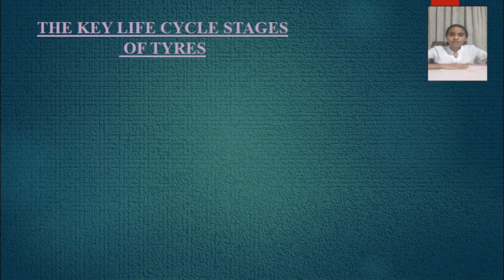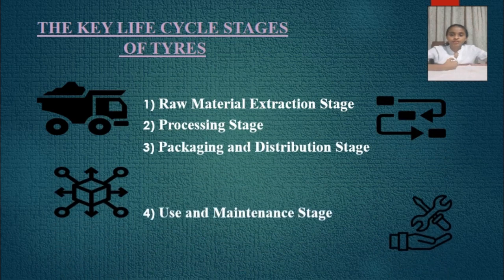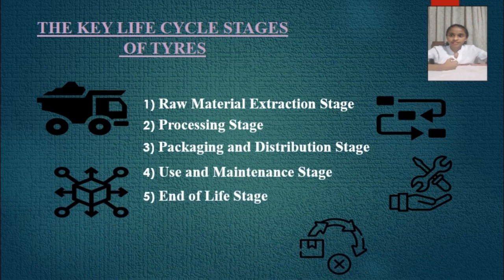And now I would like to show you some key life cycle stages of tire manufacturing. There are 5 main life cycle stages here. They are the raw material extraction stage, processing stage, packaging and distribution stage, use and maintenance stage, and end of life stage. The raw material extraction stage is the main top process in this manufacturing system.